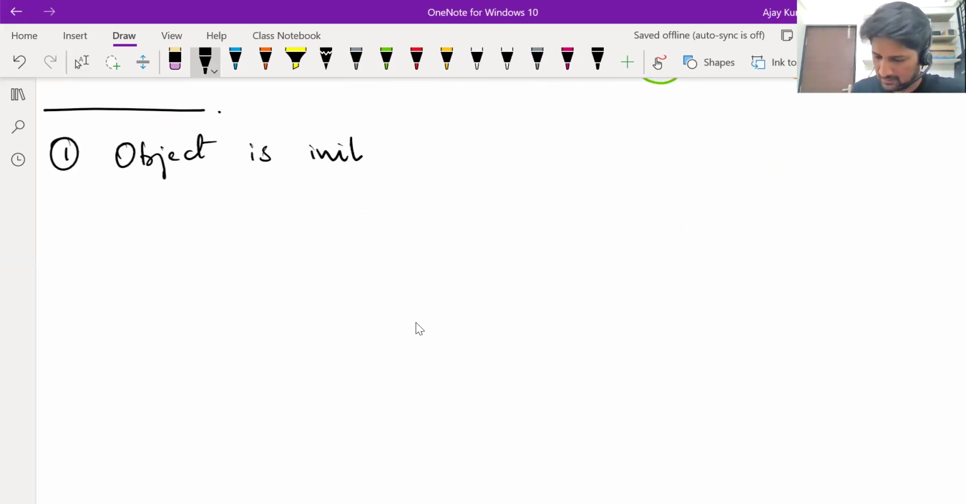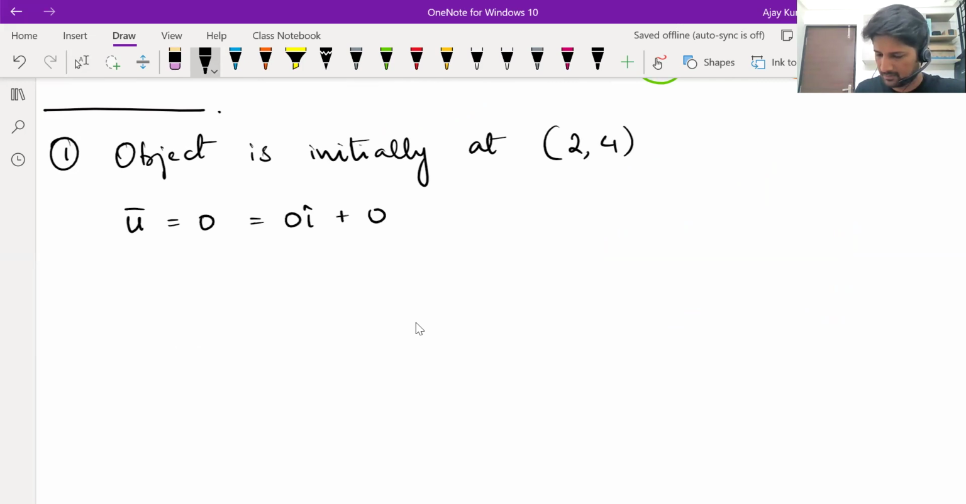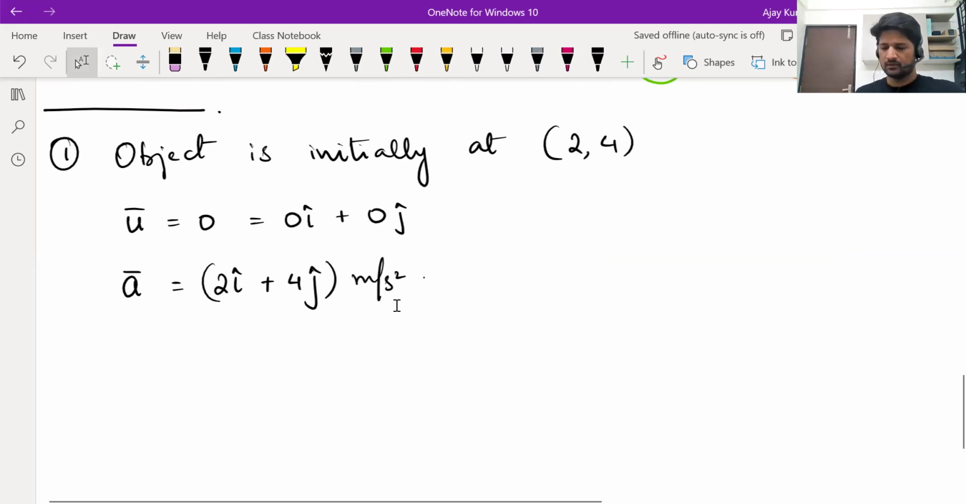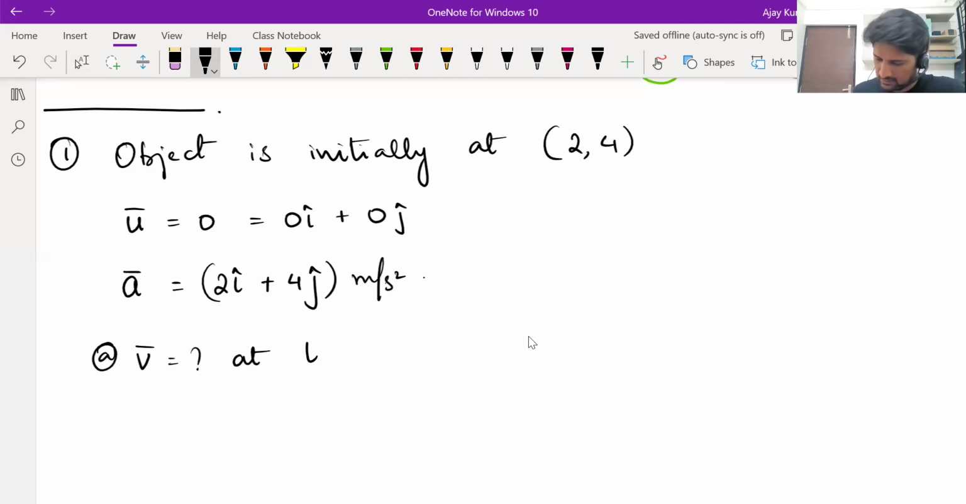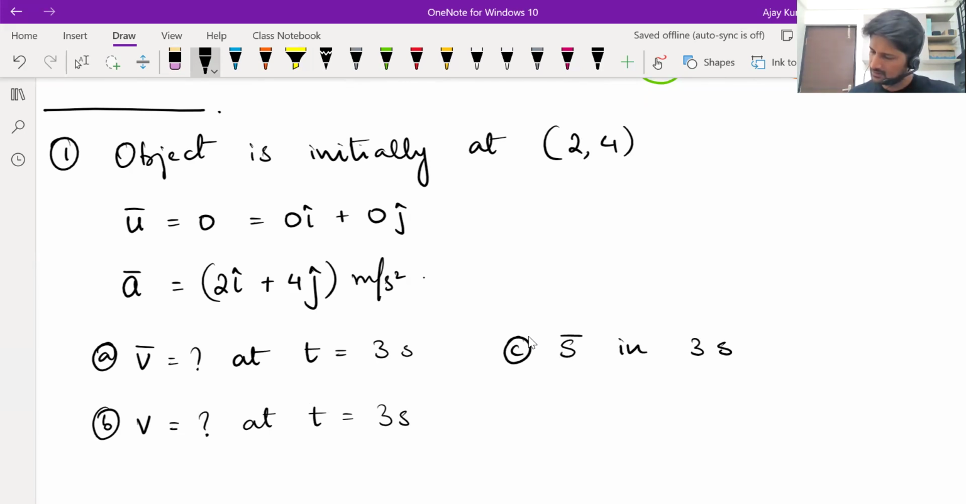Let's say the object is initially at some coordinates (2, 4). Assume its initial velocity is 0. When we say 0, it is 0 i cap plus 0 j cap. No x component, no y component. It was not moving initially. And assume it has an acceleration of 2 i cap plus 4 j cap meters per second square. So we know the initial velocity, we know the acceleration. I want you to calculate its velocity at t equal to, say, 3 seconds. Then speed, v without a bar indicates speed. Okay, speed at t equal to 3 seconds. And then calculate displacement in 3 seconds. Okay, try this, all of you.